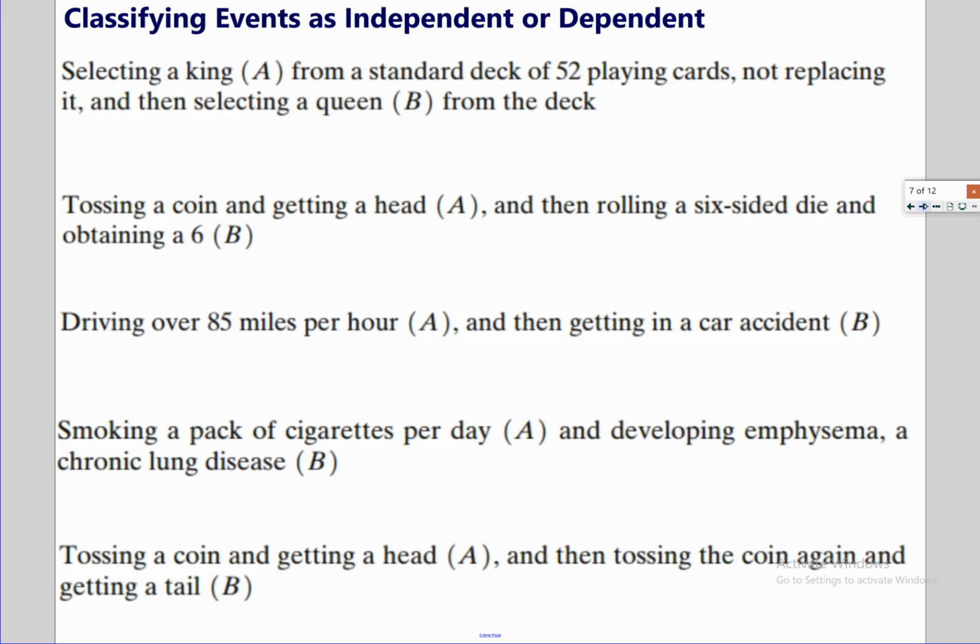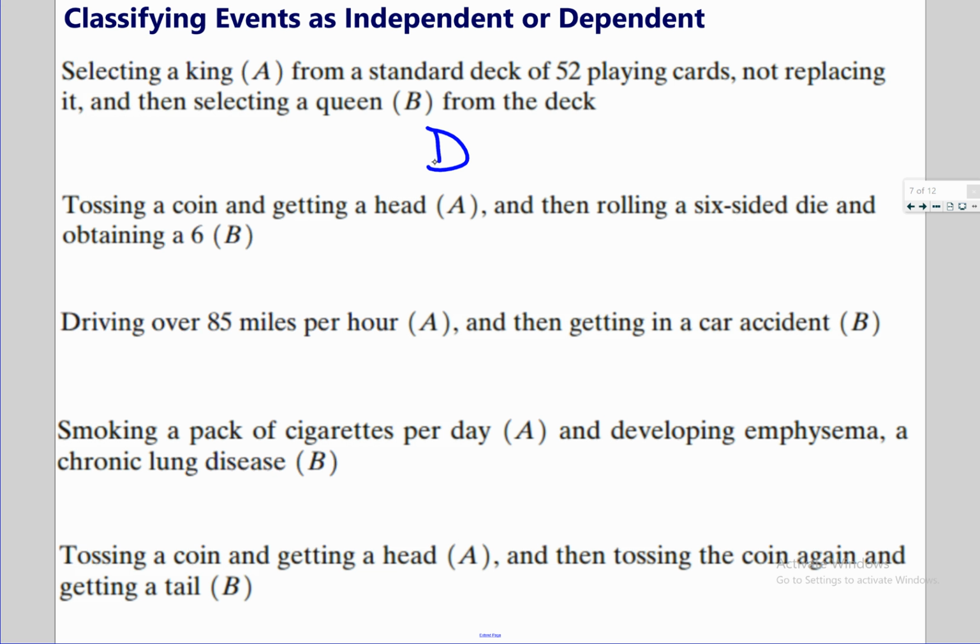So the first one says we select a king from a deck of 52 playing cards, not replacing it, and then select a queen from the deck. So does selecting a king, not replacing it, and selecting a queen then affect the probability of selecting the queen? Yes, the fact that we have not replaced it changed my denominator. It's not a 52 anymore, it's a 51. So because the first event affects the second event, we say that those are dependent events from one another, okay?